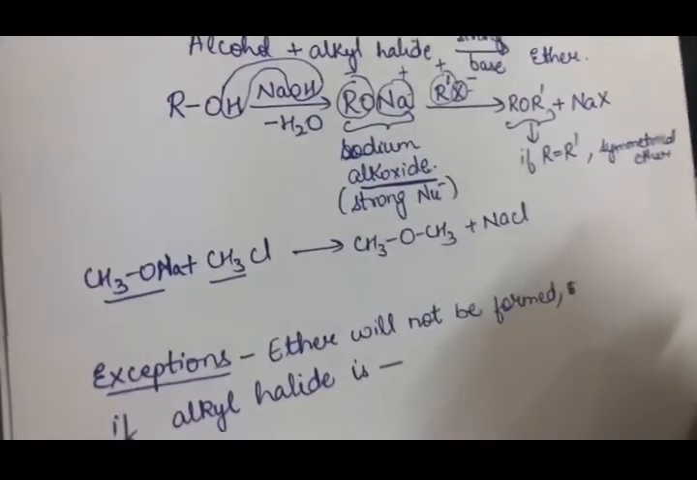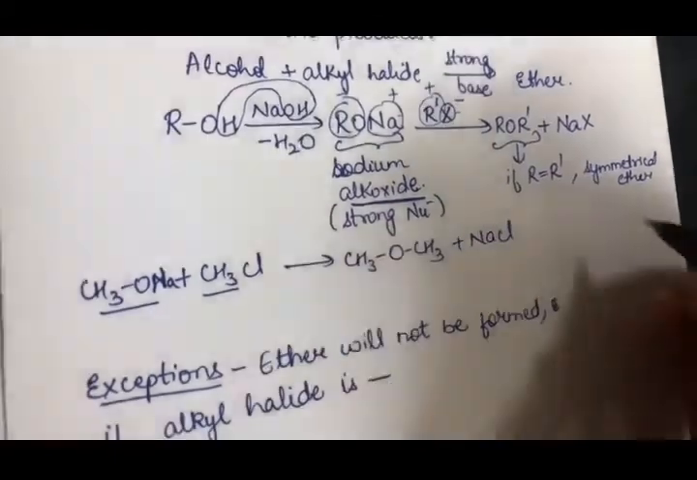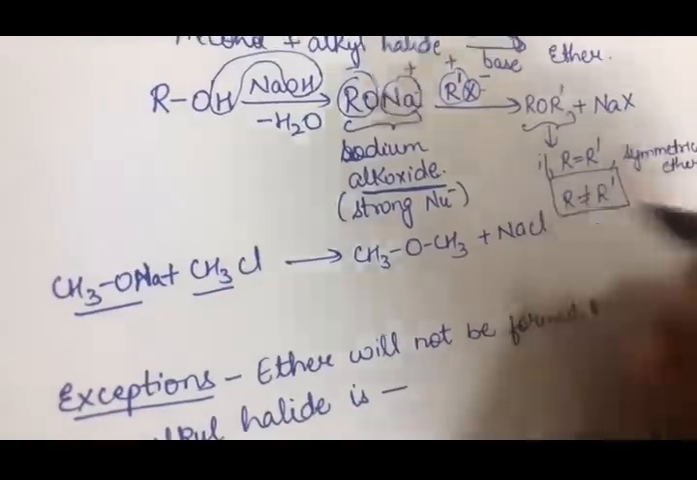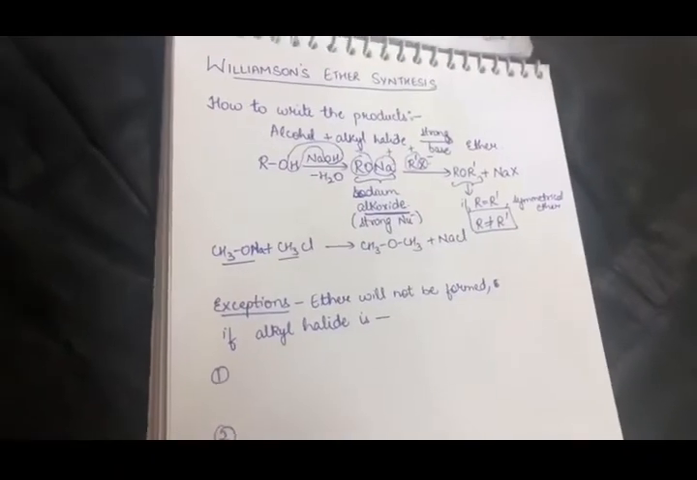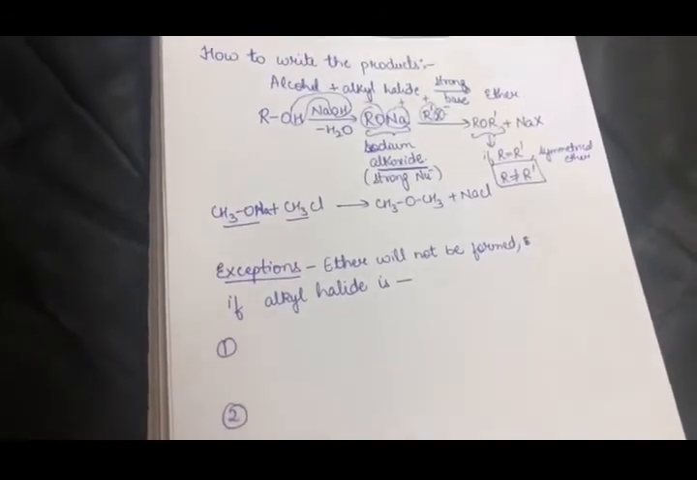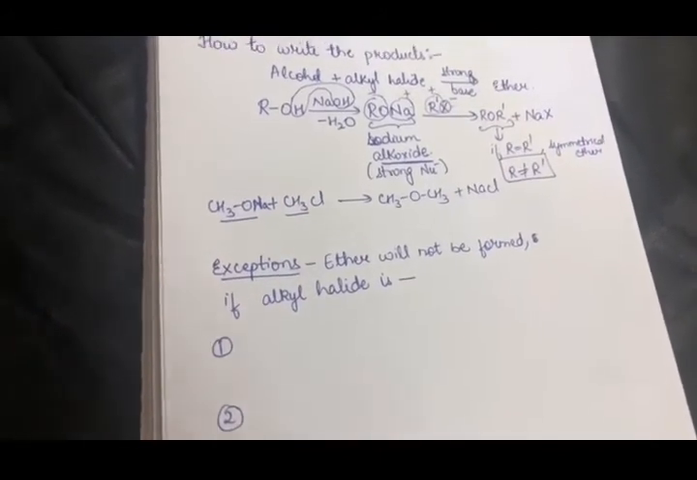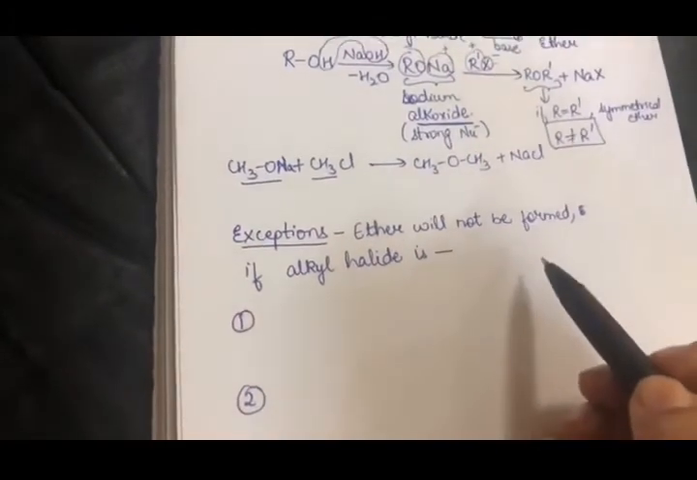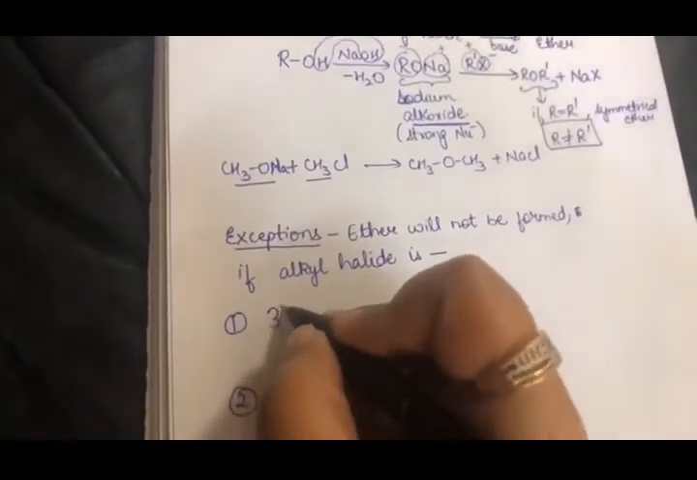But there would be a problem when we will talk about an unsymmetrical ether where R will not be equal to R dash. Alright, so when we are talking about unsymmetrical ether, there has to be some exceptions when we are treating this. For example, let's discuss all of them one by one. Ether will not be formed if the alkyl halide is tertiary. Why?